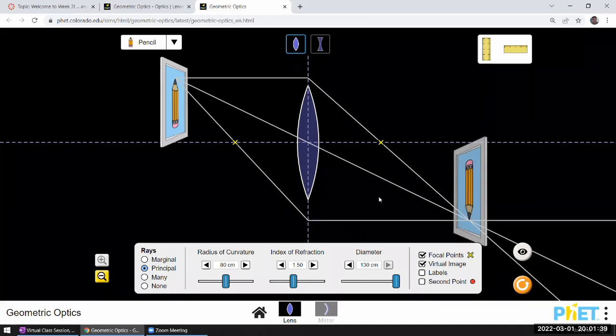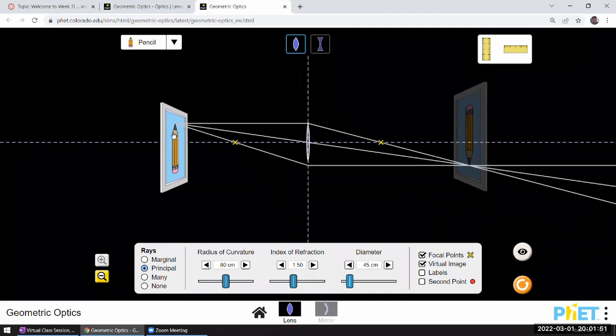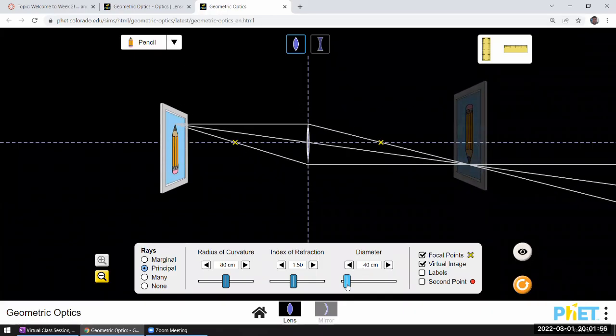So this is a simulation. It's simulating things that are programmed in, and it's programmed to illustrate a certain thing. Note how, as I make the diameter of the lens smaller, the extent of the image that's being formed here doesn't change. Just because I have a smaller lens, that doesn't mean only a smaller portion of the object gets imaged. The entire object still gets imaged.